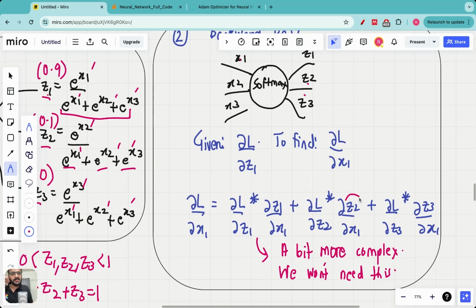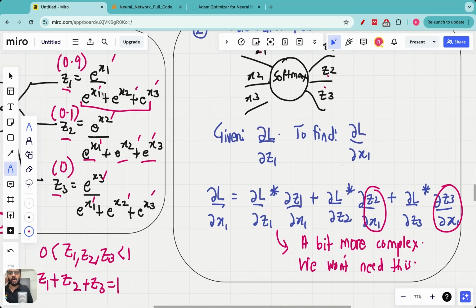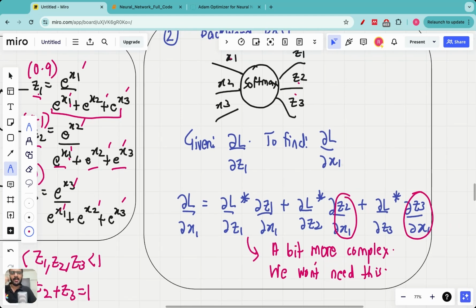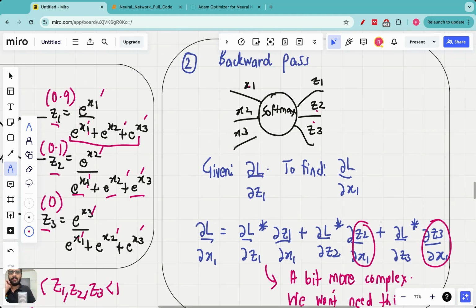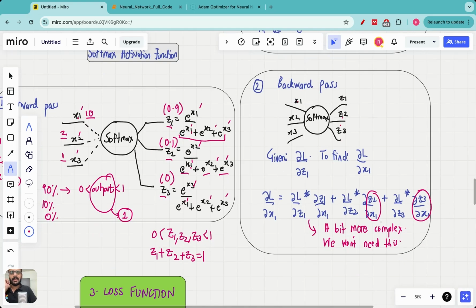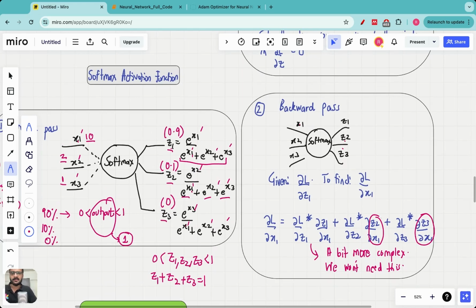We also need to add these terms which take into account the effect of x1 on z2 and the effect of x1 on z3. So remember, look at z1, z2, and z3. All of them have this x1 term in the denominator. So x1 clearly has an impact on all three, z1, z2, as well as z3. So we need to take all of these additional terms into account. This makes the backward pass for the softmax function very complex. So we'll not be implementing the direct backward pass for the softmax function. We'll be doing a trick. We'll be chaining the softmax with the loss, and then we will use a combined backward pass for the softmax as well as the loss.